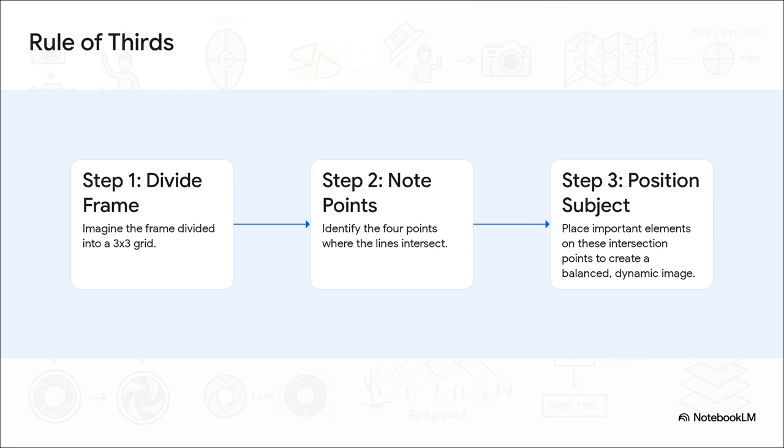It's super simple. Just imagine your frame is divided up by a 3x3 grid, like a tic-tac-toe board. Instead of sticking your subject dead center, you place them on one of those 4 points where the lines cross. And for some reason, this just creates a composition that feels more balanced, more dynamic, just more natural to the human eye.